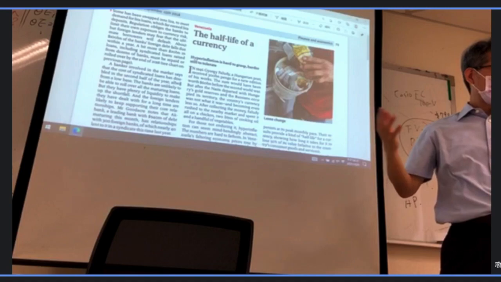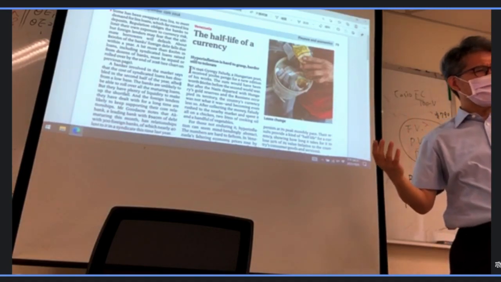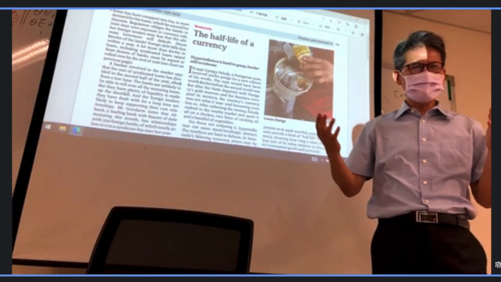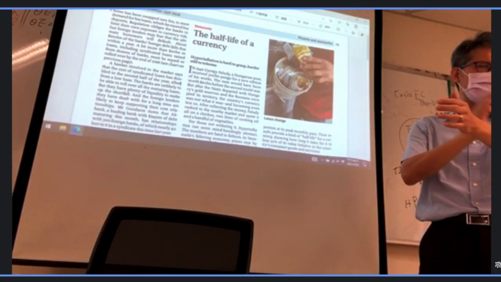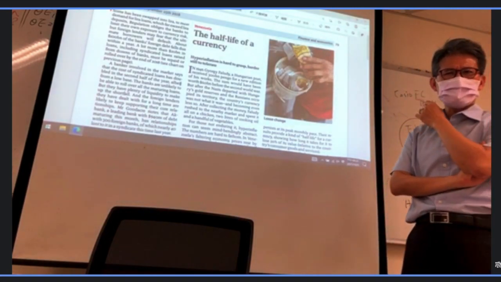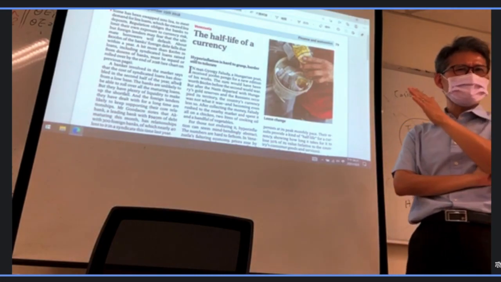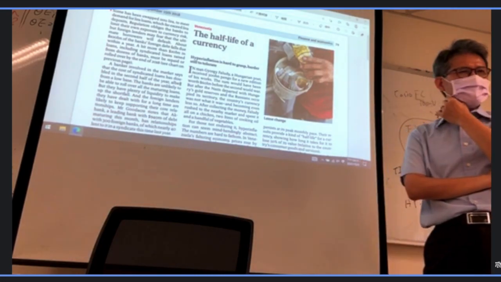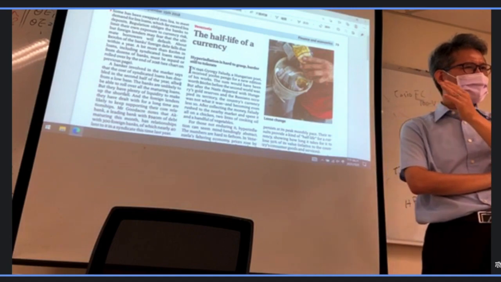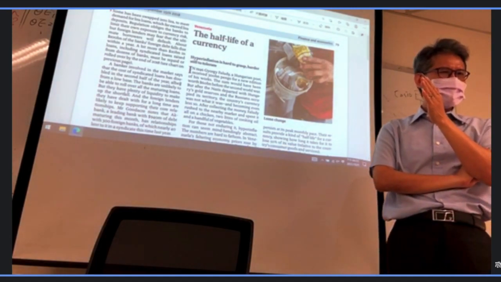So how can you use the same benchmark for comparison? So there is an article. They found out, hey, let's use this. This is the half-life to compare how the currency's value is cut into a half.